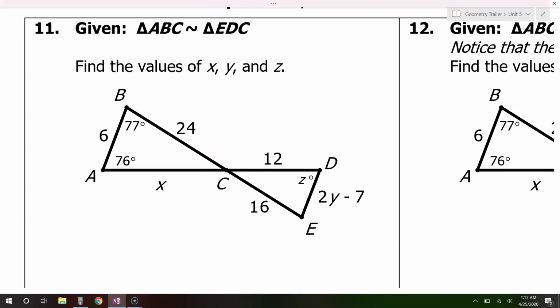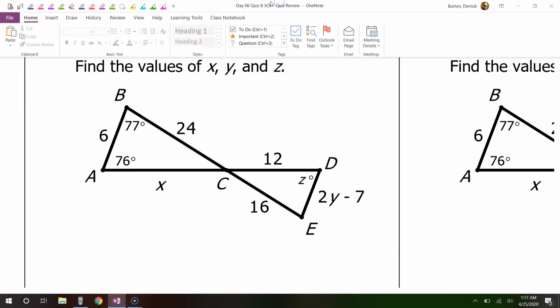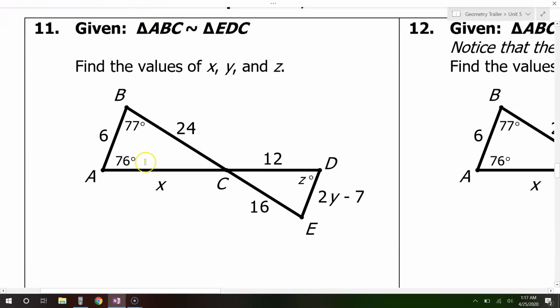Okay, so let's do the same thing. Let's match up our corresponding sides first. Okay, so this x, that is AC. Here's A, here's C. That corresponds with EC. All right, EC is right here, so those are corresponding sides.